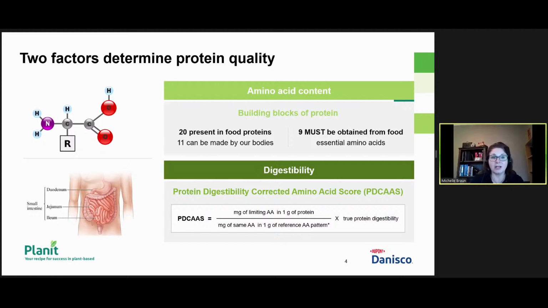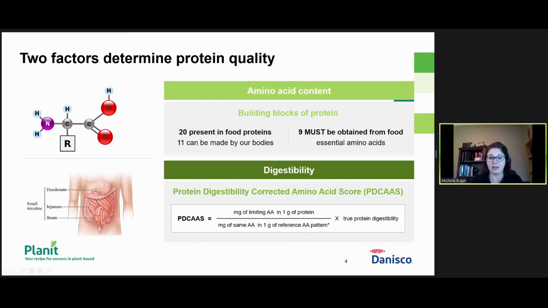The protein digestibility corrected amino acid score, or PDCAAS, is the method of protein quality measurement based on the principle that the nutritive value of protein depends on its ability to provide amino acids in adequate amounts to meet the requirements of children and adults. It is the method for protein quality measurement referenced in many of the current nutrition labeling guidelines, and it's used to describe the quality of the protein or its ability to meet the needs of the young and the old.